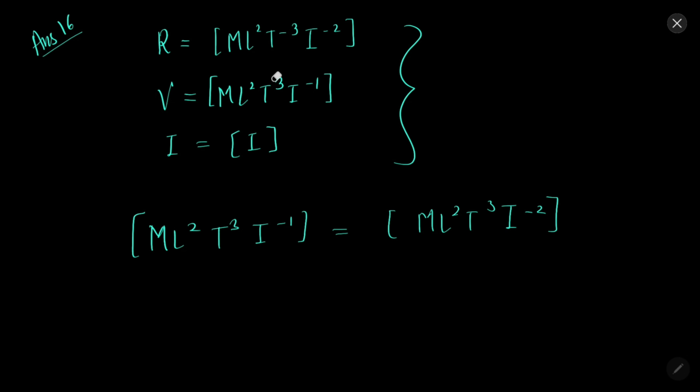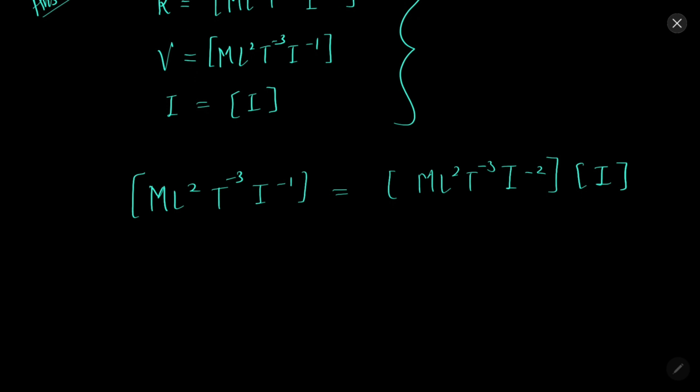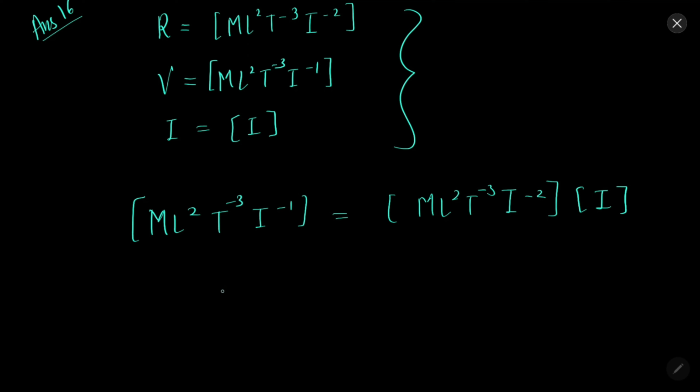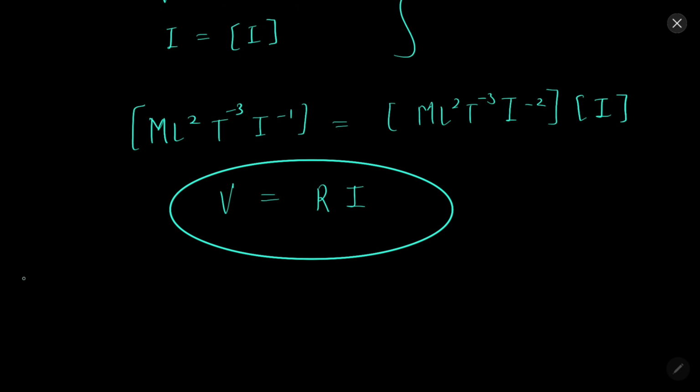Oh, this is actually minus 3, t minus 3 and I. So if you see that, both sides will become equal. So ultimately this is V, this is R, and this is I. So this is our relationship. This is our Ohm's law.